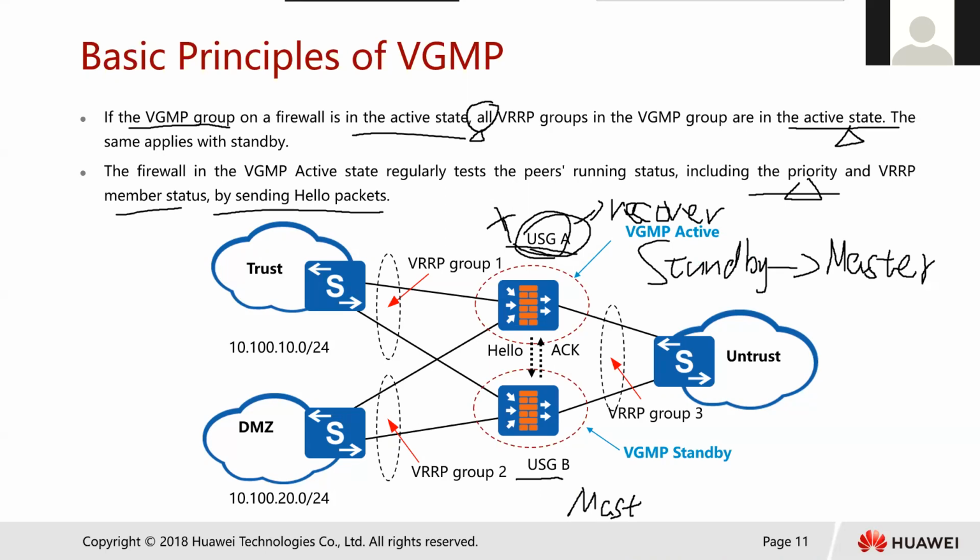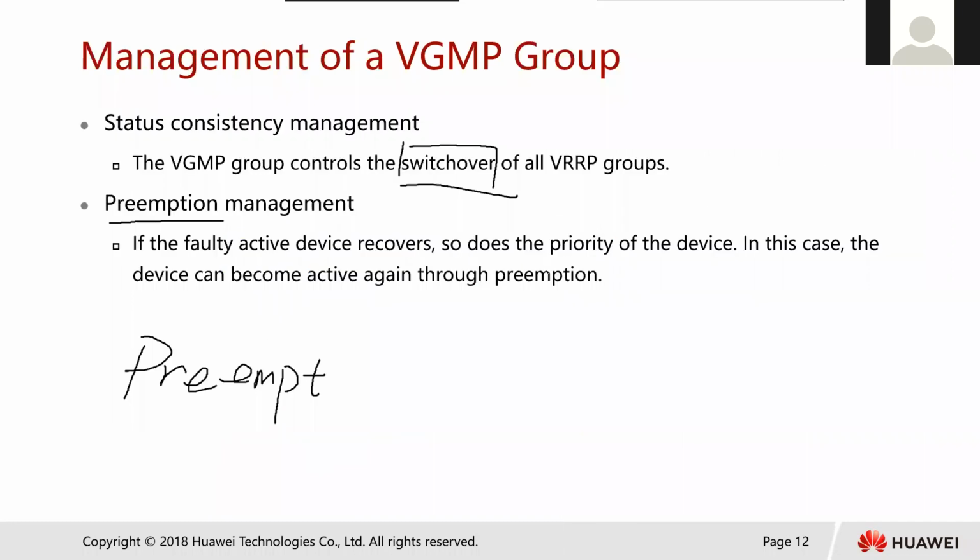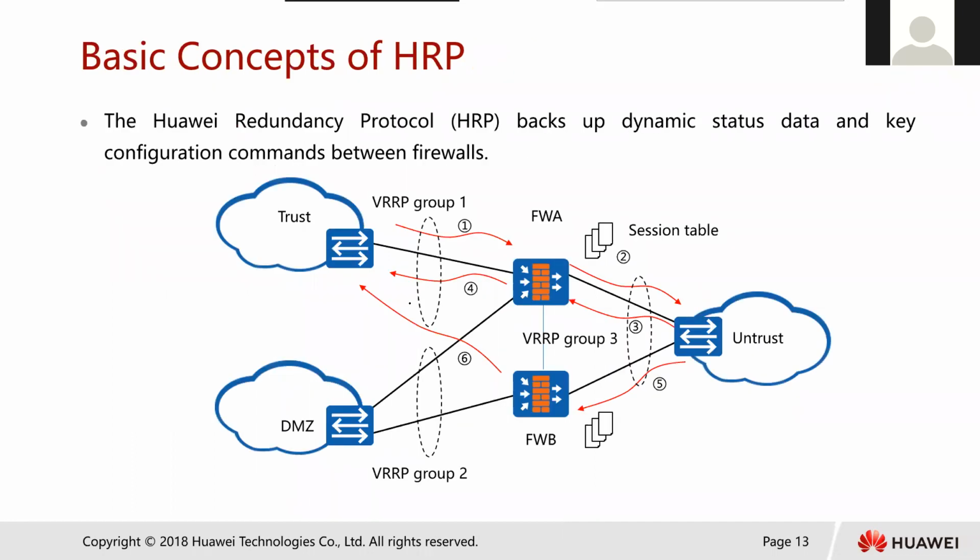If the original master goes from broken to recovered, it will change from standby to master. This we call the preempt. Active again means that the recovered device will change from standby to master. Okay, and this is for the VGMP.